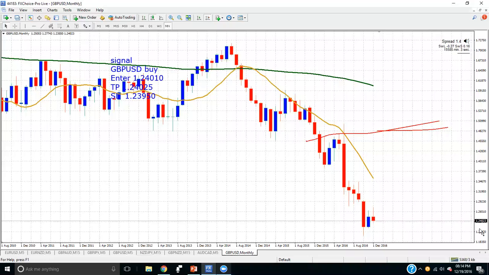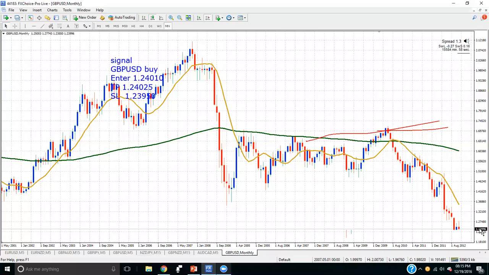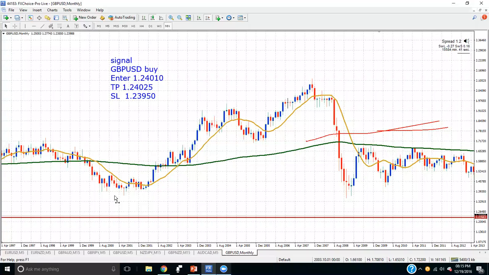And we'll see that this red line is where price went to with this pair. And I'm all the way back to 1994. So this price has never been this low till now. So we kind of feel like, hey, this thing has tanked.